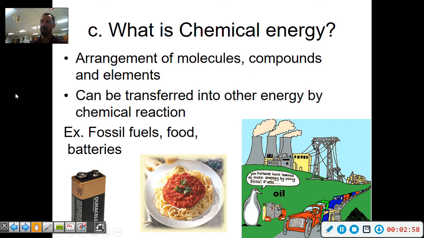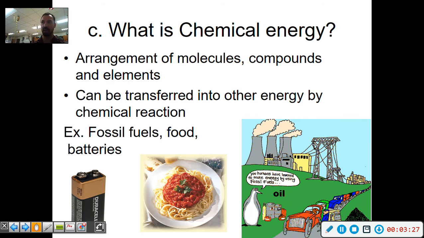All right, chemical energy is a range of molecules, compounds, and elements, and can be transferred into other energy forms by chemical reactions. So an example of that would be like fossil fuels, which you guys know we burn in power plants, we burn in cars. So these are what we use to make or produce our energy for our homes.